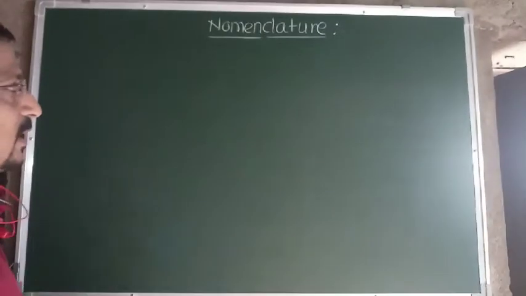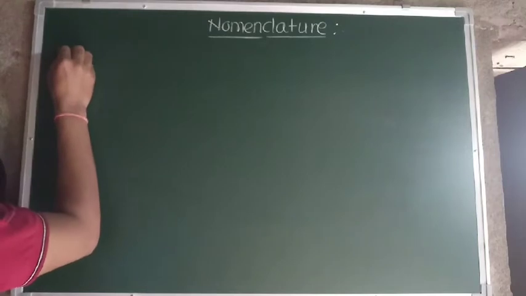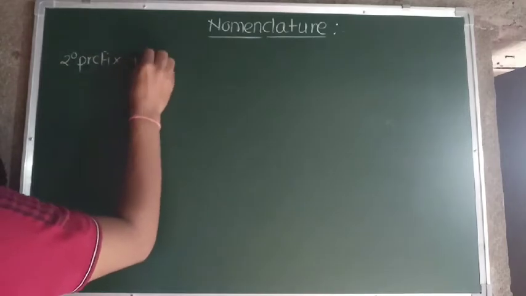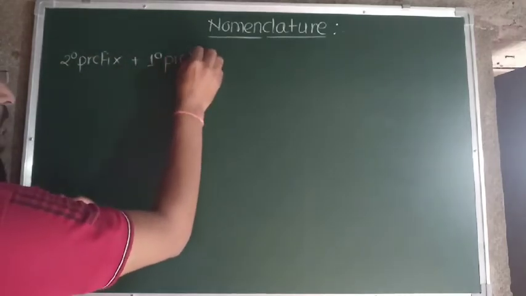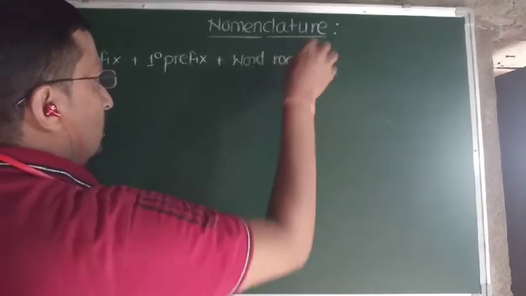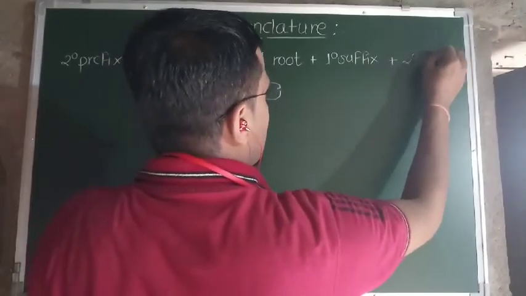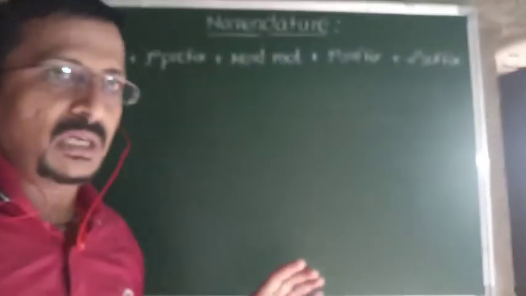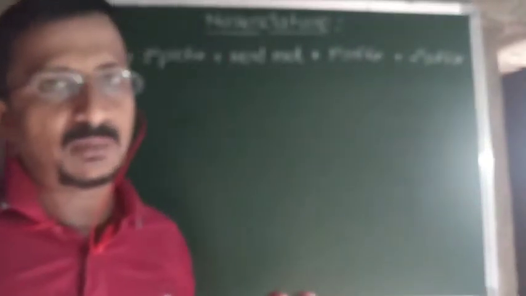Now, for example, these 5 components are, see here, the secondary prefix, plus primary prefix, plus word root, plus primary suffix, plus secondary suffix. So by means of these 5 components and in sequential order, if we go through these 5 components, then it is very easy to nomenclate any type of organic compounds, but the sequence is very important here.